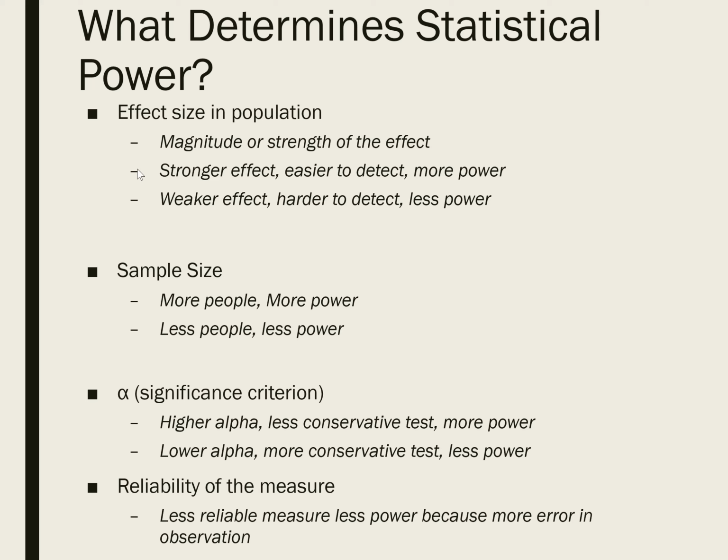And a lower alpha is a more conservative test, which will protect against type 1 error, but will give you, all other things being equal, less statistical power. It's also important to take into account the reliability of the measure. A more reliable measure will, on average, give you more statistical power because there's less error in the variable that you're measuring. A less reliable measure will by definition have more error, which will make it harder to detect an effect and will lead to less statistical power.